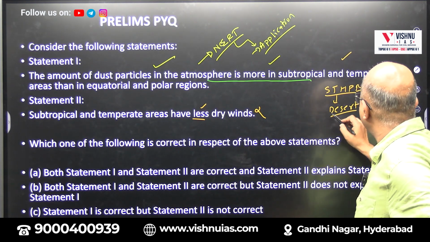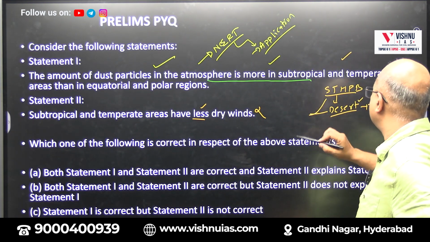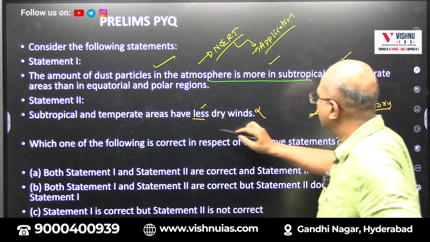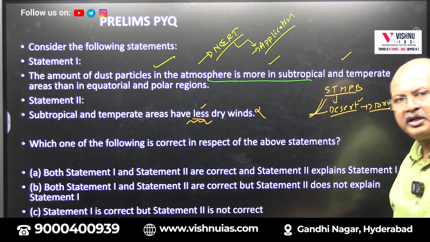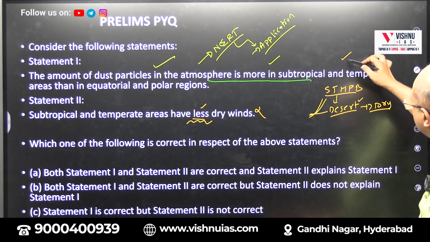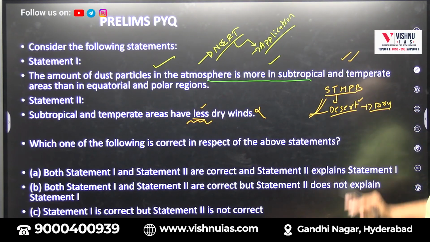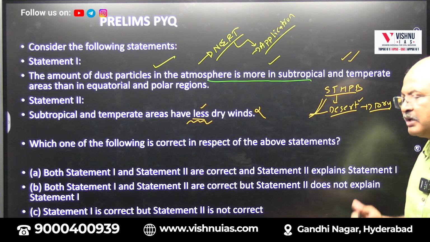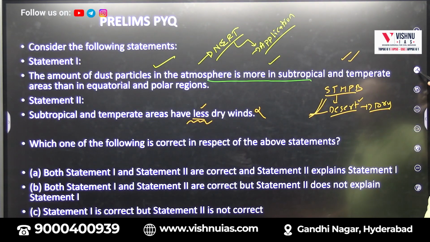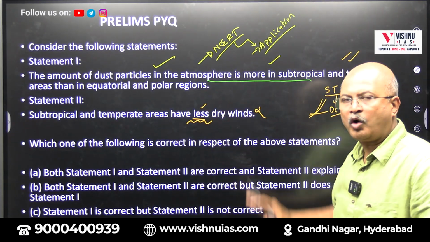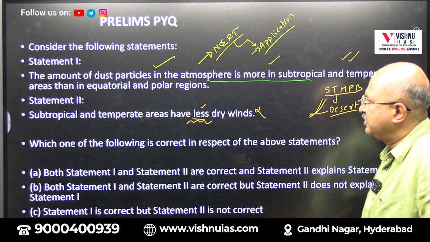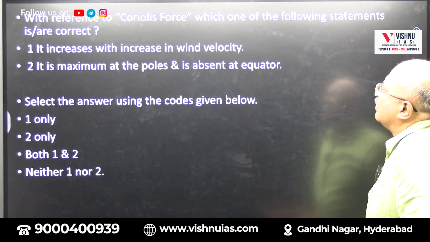So these areas, as deserts are there, as rainfall is less, as stable condition is there, they will be having more dry winds rather than less dry winds. So hence, when you read them, you should be in a position to analyze and put them into the correct statements. Now here the idea is not to give the answer. The idea is to understand in what way the questions are asked here. Now take one more question.